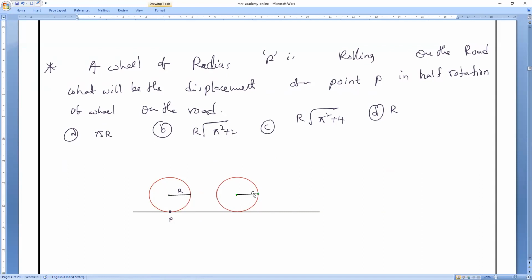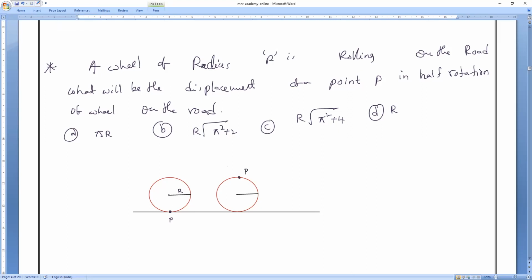Up. Suppose if it is a complete rotation, the P point will again be down. Yes or no? Yes, sir. Now, if it is only half rotation, tell me where the P point will be. Up. The P point will be somewhere here. Is it right or wrong? Yes, sir.